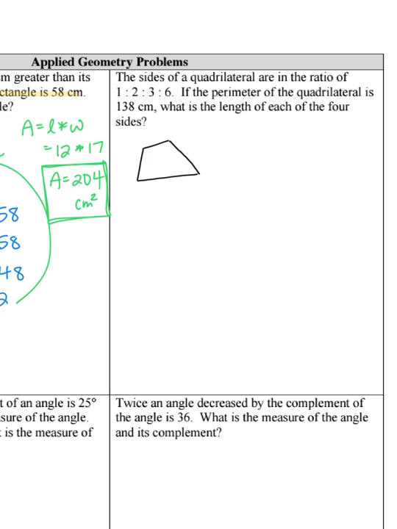So one of them is 1x, the other would be a 2x, a 3x, and then a 6x, all with respect to that same common variable x. If the perimeter is 138, I'm going to go ahead and add them. 1x plus 2x plus 3x plus 6x equals 138. Go ahead and solve that equation and then answer the final question that this particular problem asks for.